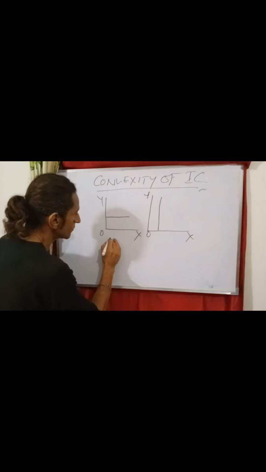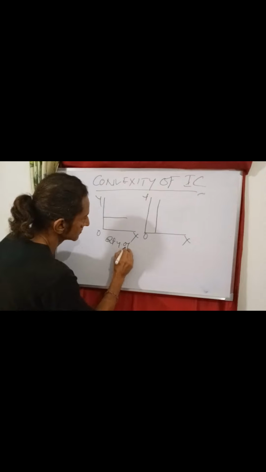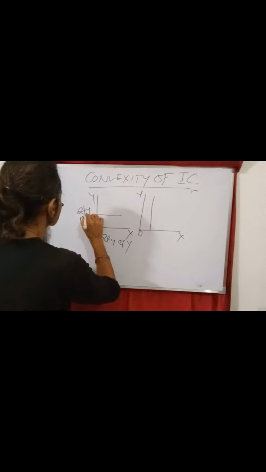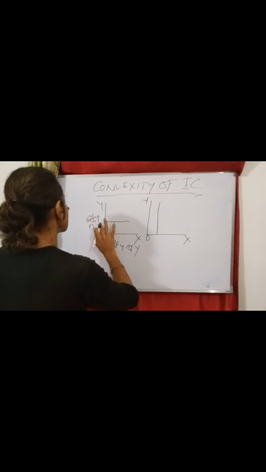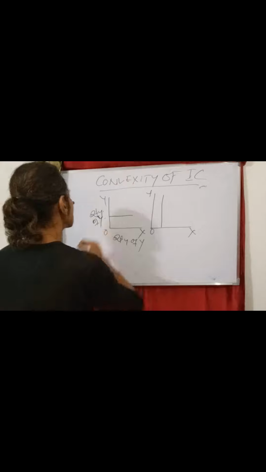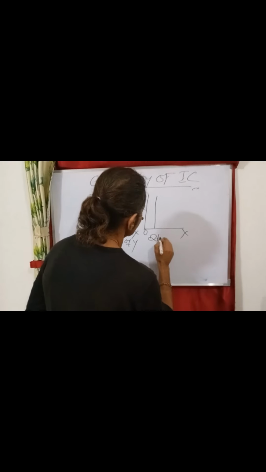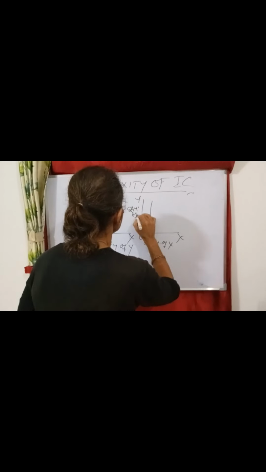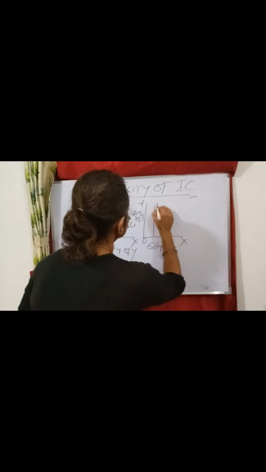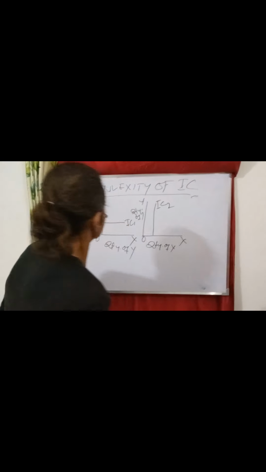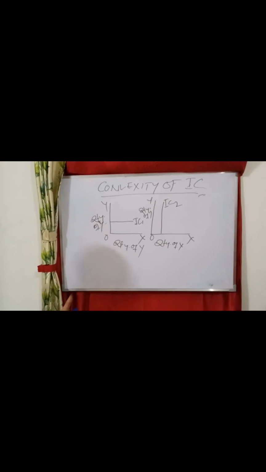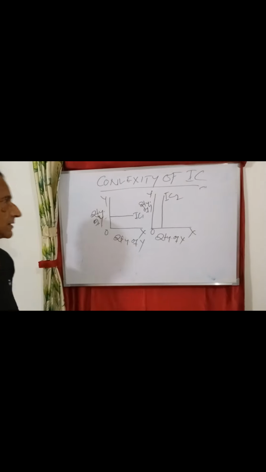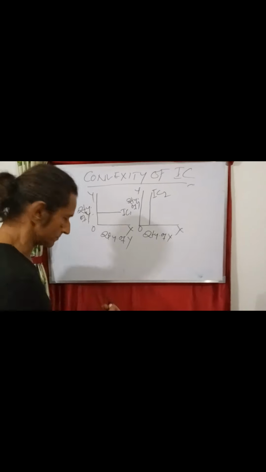On the x-axis we measure quantity of x, and on y-axis we measure quantity of y. Here quantity of x, here quantity of y. This is IC1 and this is IC2. So we have drawn two indifference curves, one horizontal straight line and another vertical straight line. Now take this one.